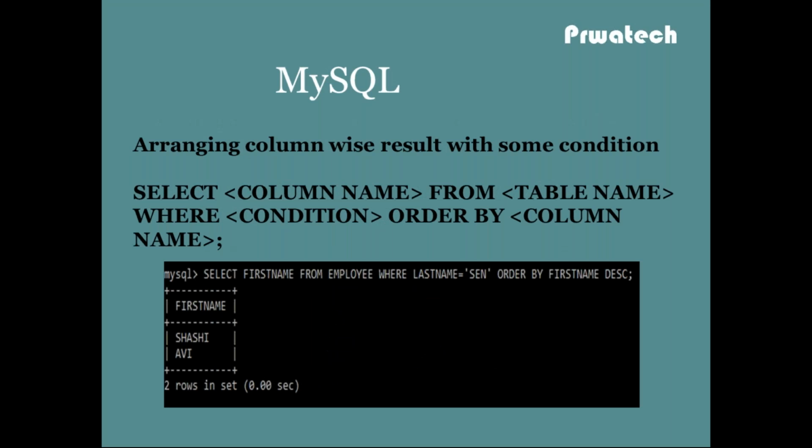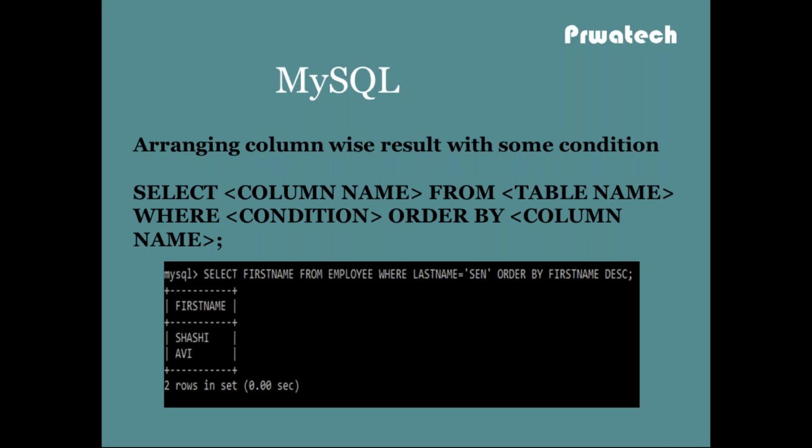Suppose we want not the entire records but some column records. Now here the syntax is SELECT, then the specific column name, FROM table name, WHERE condition, and then ORDER BY, again column name, whichever order we want with regard to whichever column we want, followed by a semicolon.